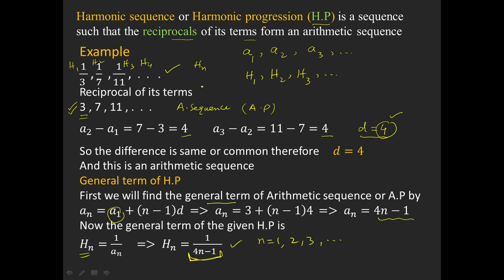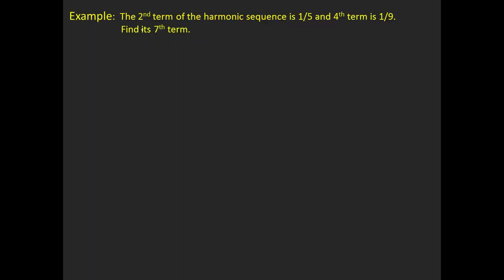Now go to another example. We are given the second term, which is 1 divided by 5, and the fourth term, 1 divided by 9, and we are asked to find the seventh term. So we are given H2. H2 is equal to 1 divided by 5. That is the second term of the harmonic progression. And we are also given the fourth term of the harmonic progression, and we are asked to find H7.